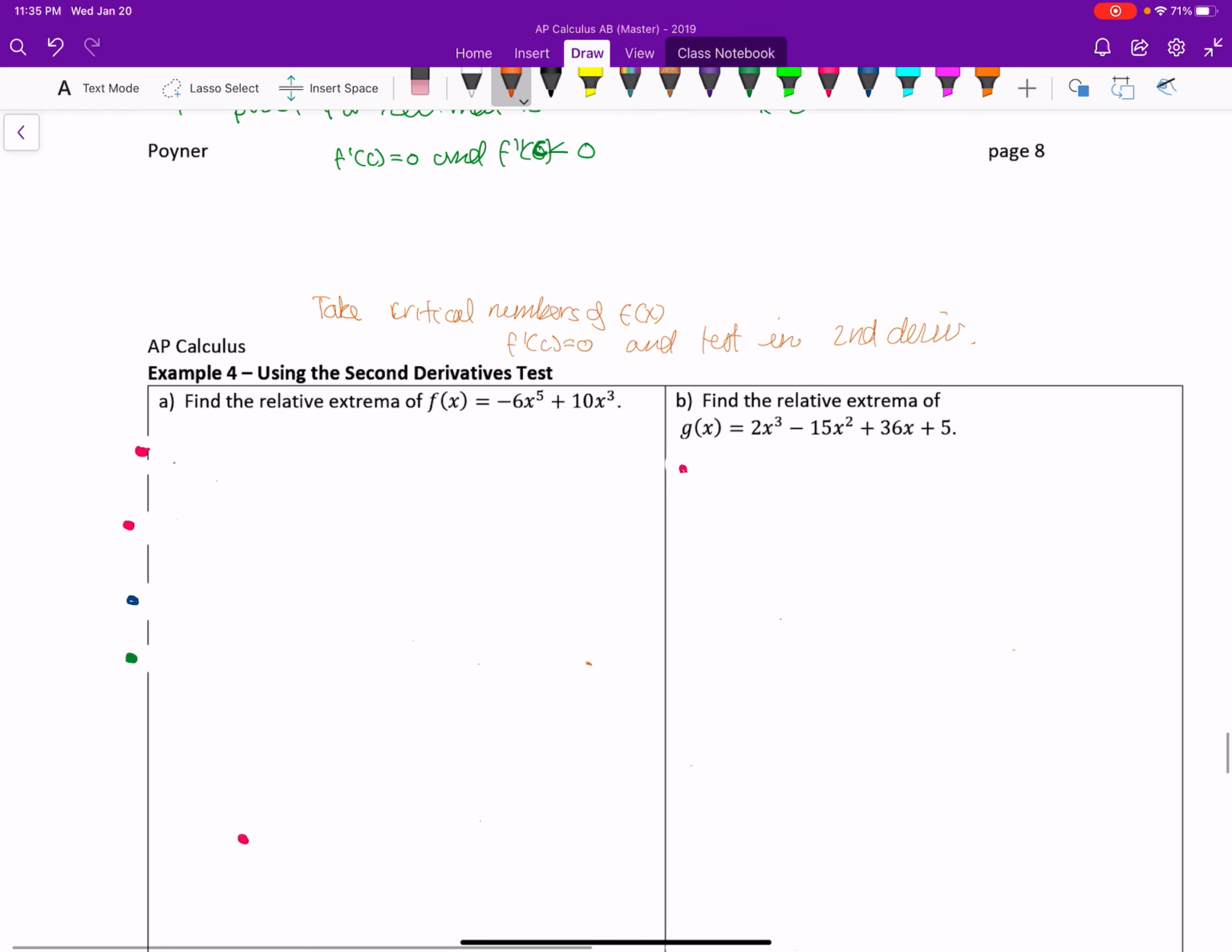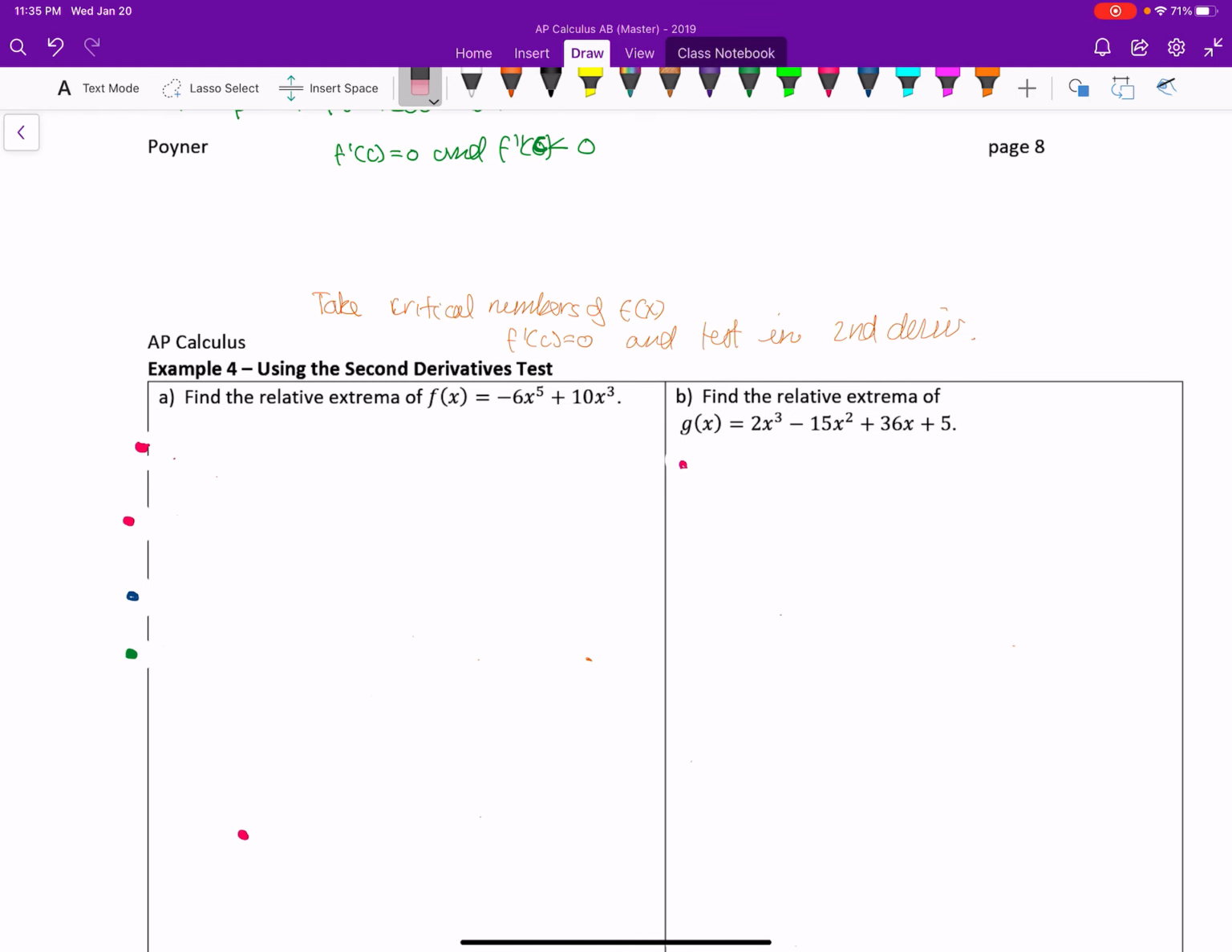So my first job is to find the critical numbers. So first derivative, take that first derivative and set it equal to 0. So those are the critical numbers. I do a little bit of factoring as well. So my critical numbers are x is equal to 0, negative 1, and 1. I take those values and try to substitute them into the second derivative. That's really what the second derivative test tells me to do.